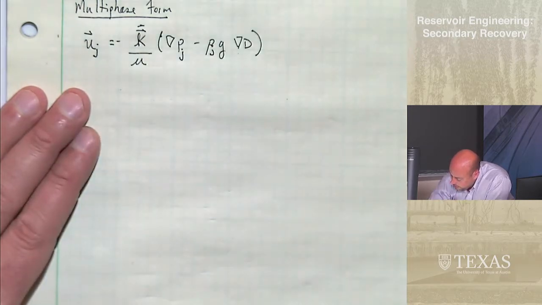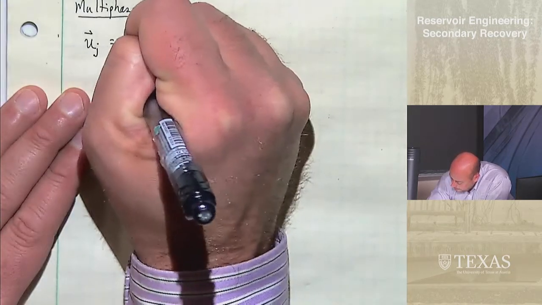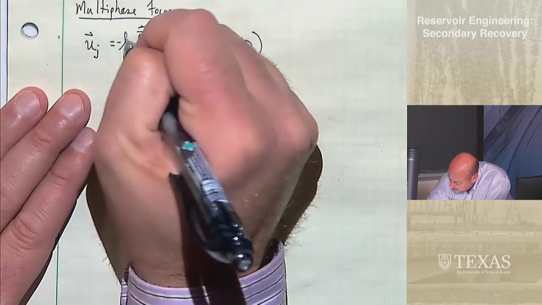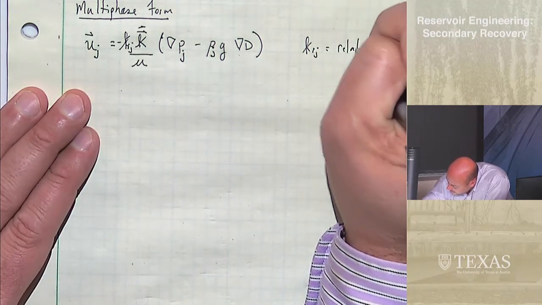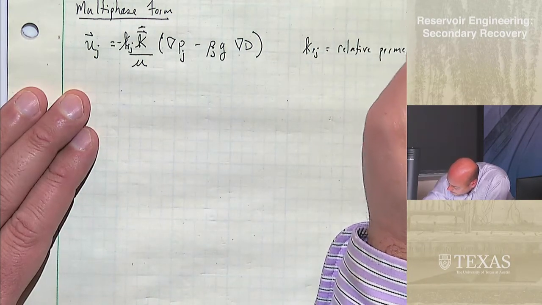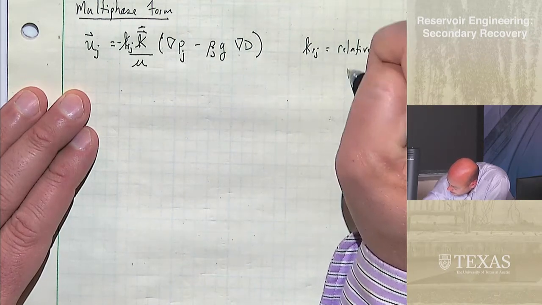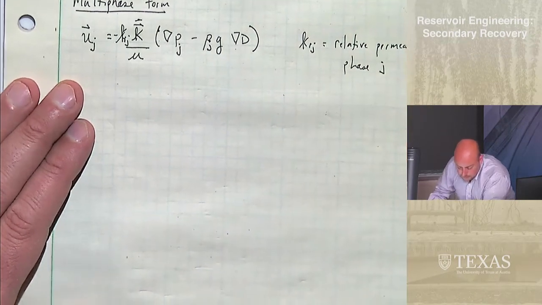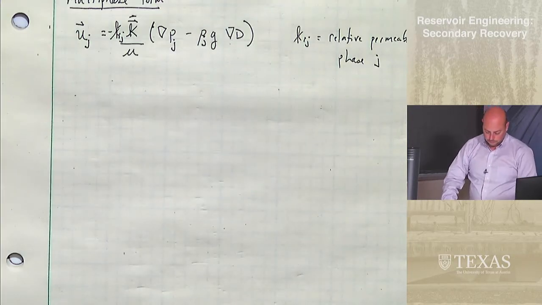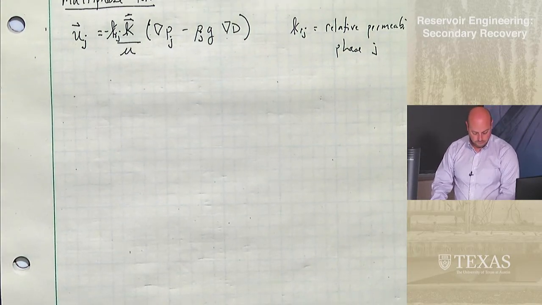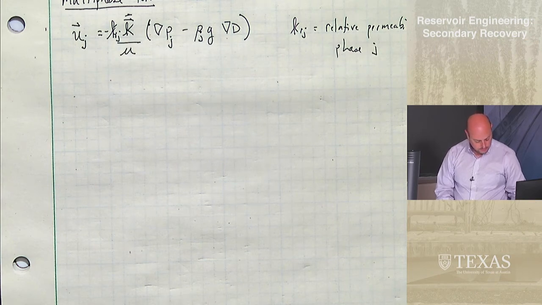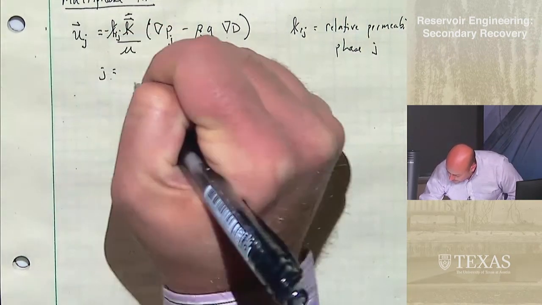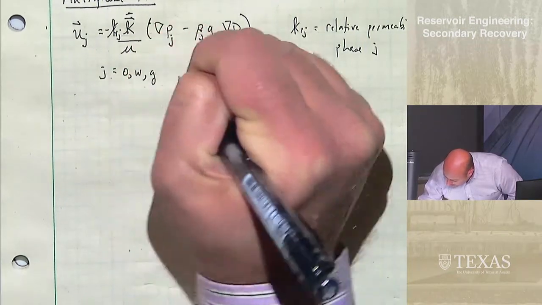But for multi-phase flow, we're going to have what's called a relative permeability. So K_rJ is the relative permeability of phase J. J is oil, water, gas. So it's the phase.